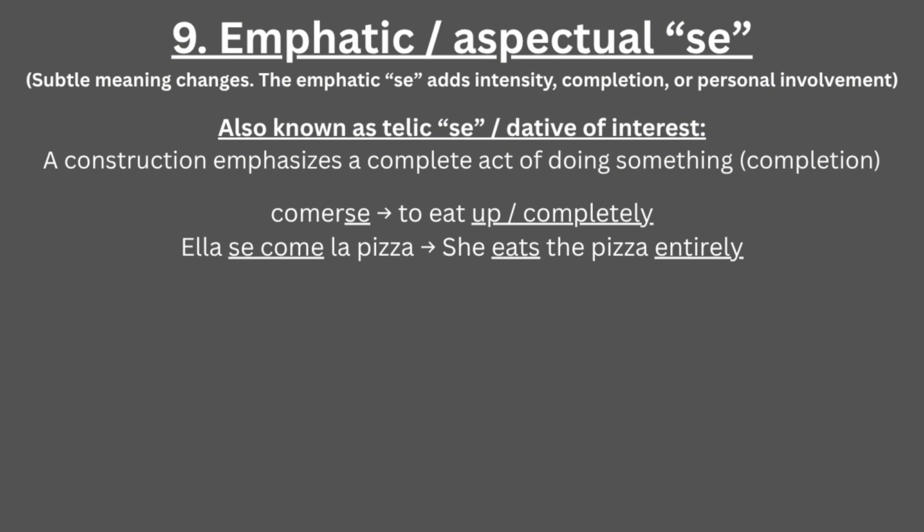An example is comerse, to eat up, completely. Ella se come la pizza. She eats the pizza entirely. What makes this construction special is that it emphasizes a total act of eating something. It's also often perceived as more informal when referring to finishing an entire dish.